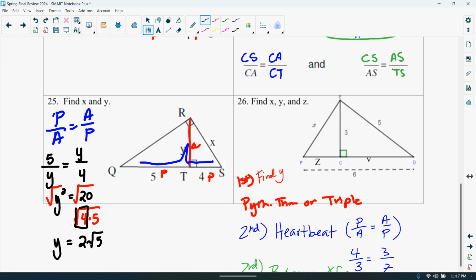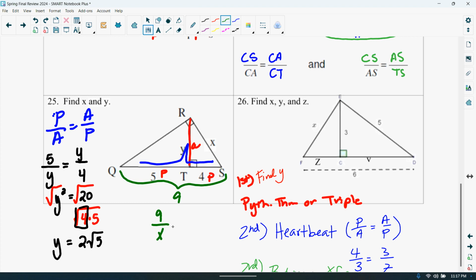Okay. Now to do your x, you're doing the boomerang. So you have to do the whole hypotenuse here. That means adding these parts together. Let me just fix this real quick. So the 5 and the 4 means my hypotenuse is 9.